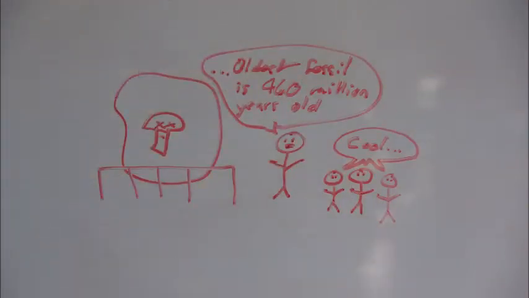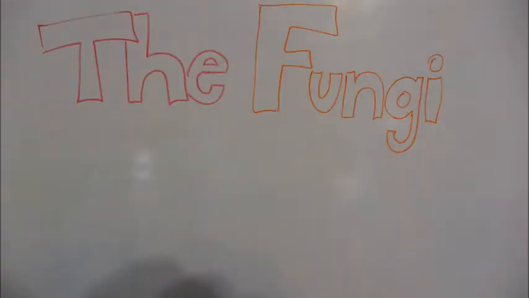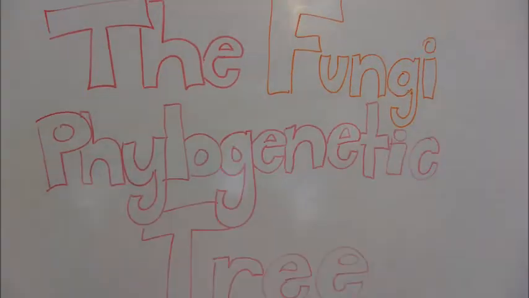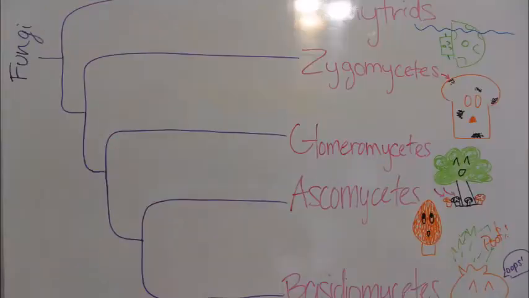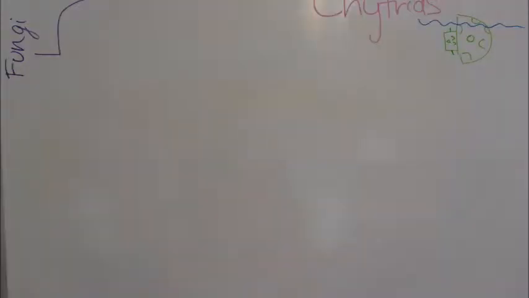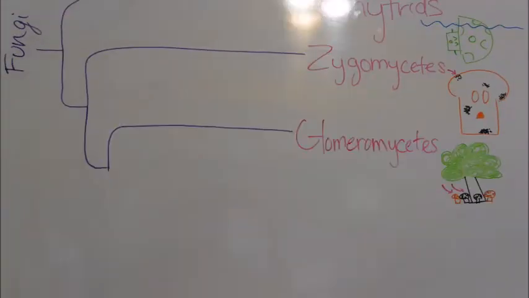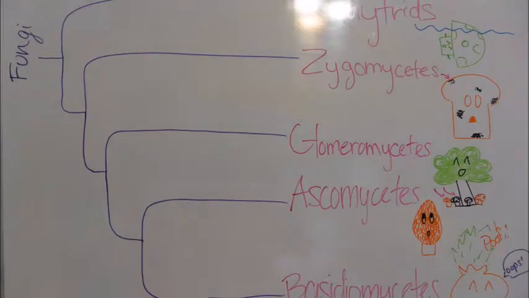Fun fungus fact! The oldest undisputed fossils of fungi are only 460 million years old. Also, fungi possibly moved from water to land at about the same time as green plants. In order to explain how fungi have evolved to have so many diverse species, we will look at a phylogenetic tree. As you can see, fungi are divided into 5 phylums: chytrids, zygomycetes, glomeromycetes, ascomycetes, and basidiomycetes.